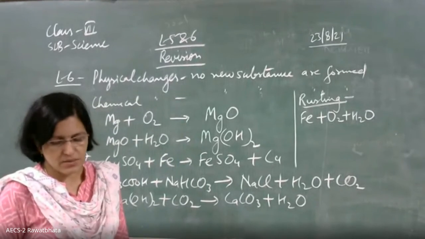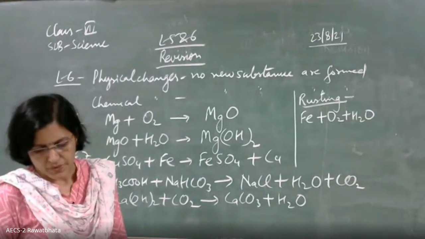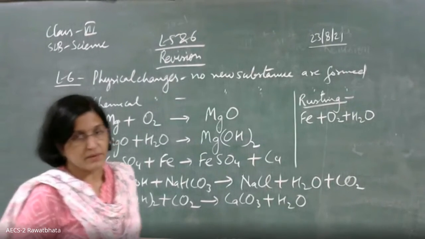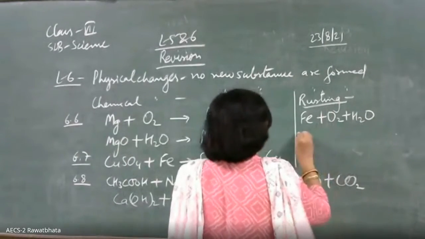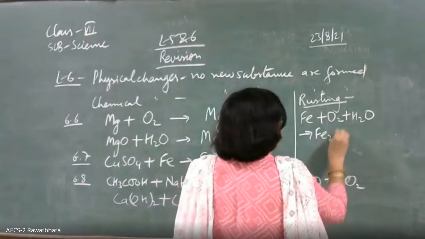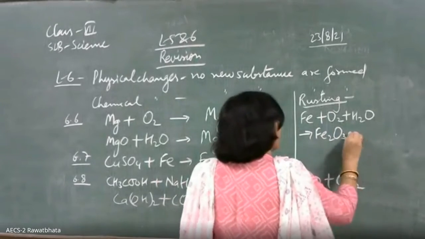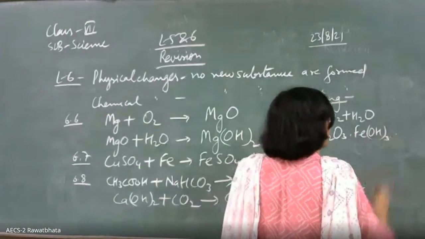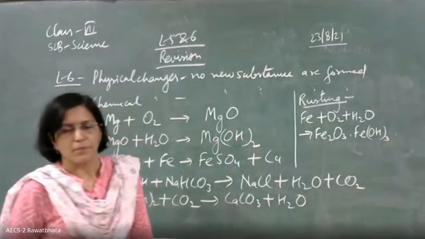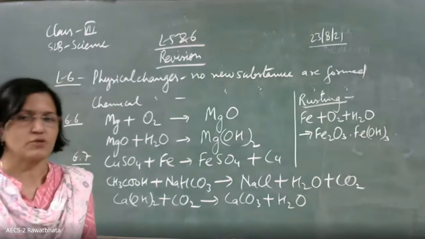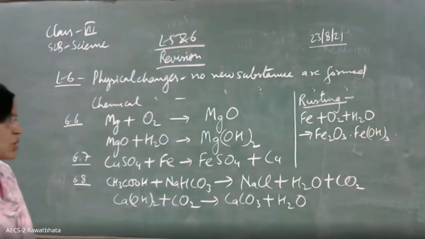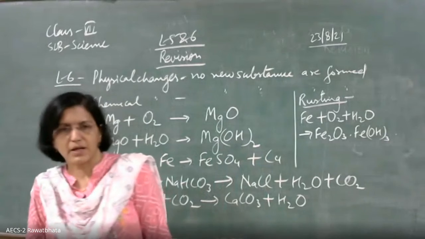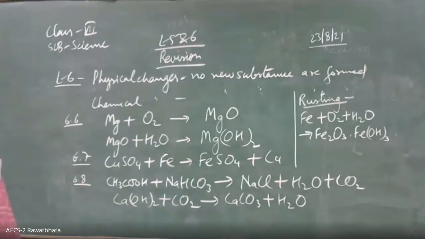And what exactly is this rust compound? This is actually Fe2O3. This is given in our book, but in addition to Fe2O3, there is also Fe(OH)3. But we may write the one that is mentioned in the book, that is also right. Rust actually is a combination of iron oxide and iron hydroxide. That reddish brown coating that comes on the surface of the iron.